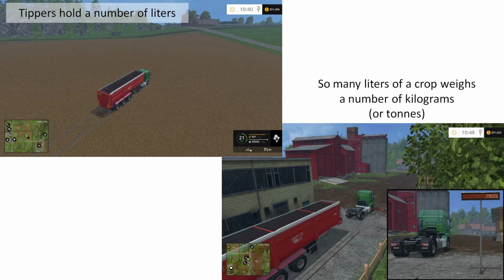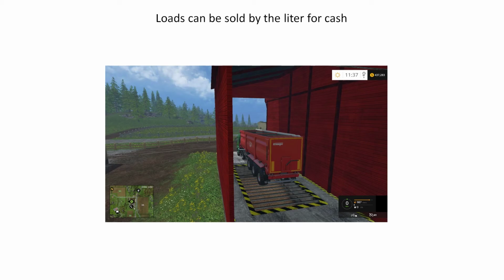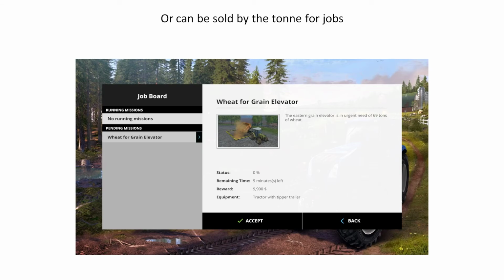So many liters of crop weighs a number of kilograms or tons. Now this 29,000 kilograms is not the crop weight, it's the crop weight and the tipper. Just to show you though, the crop weighs a number of kilograms as we showed before through the subtraction method. Loads can be sold by the liter for cash or kiloliter for cash. So we have $291,000. We start selling some, it goes up, and we end up with $437,000 for this load of canola. Not a bad haul.